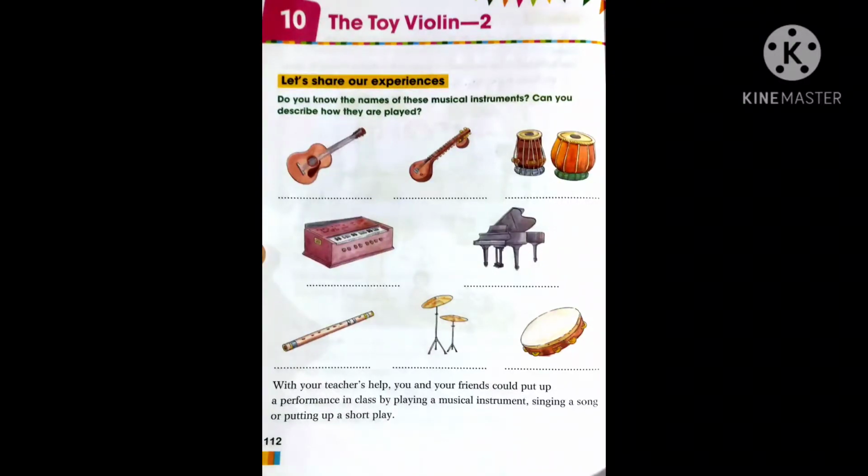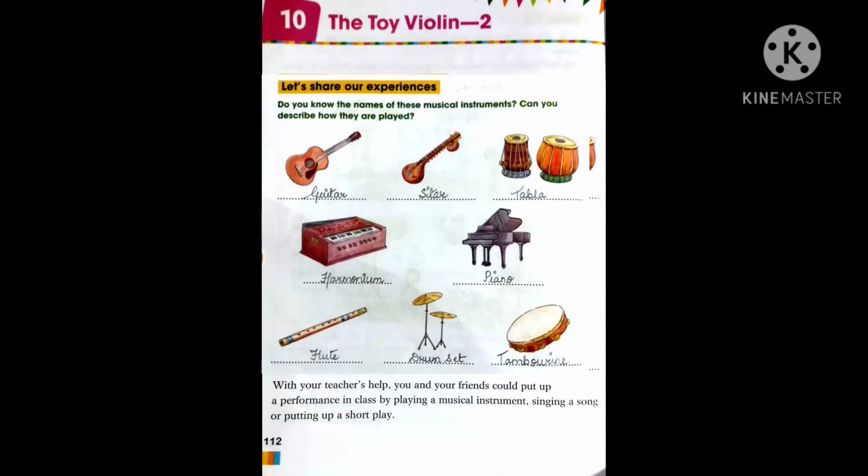So, students, here is an activity given, and in this activity, there are several pictures of different musical instruments. What you have to do is to write the names of these musical instruments, and also you have to find out how they are played. Let me show you how you have to write the names. First one is guitar, second one is sitar, third one is tabla, then harmonium, piano, flute, drum set and tambourine. So this is how you have to write the names of these musical instruments in your book.